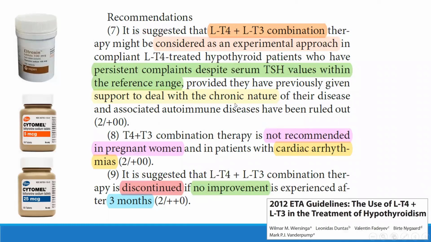So the first recommendation: it is suggested that levothyroxine plus liothyronine combination therapy might be considered as an experimental approach and can be used if there are persistent complaints despite serum TSH within the reference range, supporting dealing with the chronic nature. T4 and T3 combination therapy is not recommended during pregnancy and also in cardiac arrhythmia. And it is recommended to discontinue this combination if there is no improvement in the symptoms within 3 months of treatment.